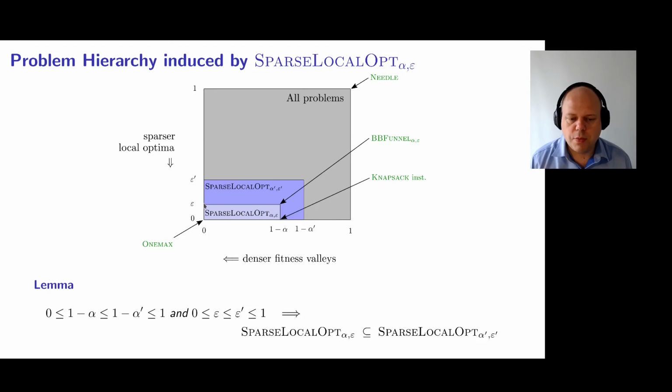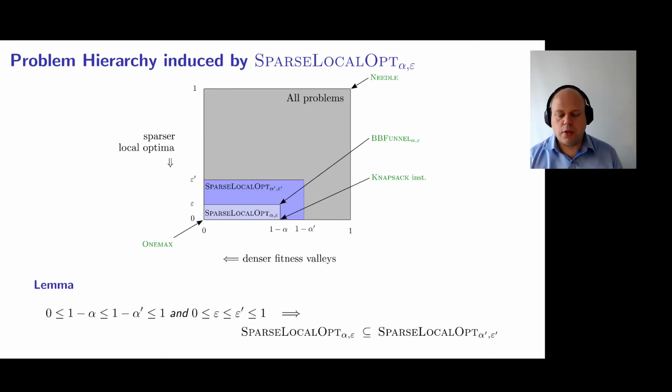Okay, so sparse local opt alpha epsilon is essentially all the problems that fit within these constraints for the value of alpha and epsilon. So clearly, if I choose now a smaller alpha and larger epsilon, so let's say alpha prime and epsilon prime, I get a larger problem class.